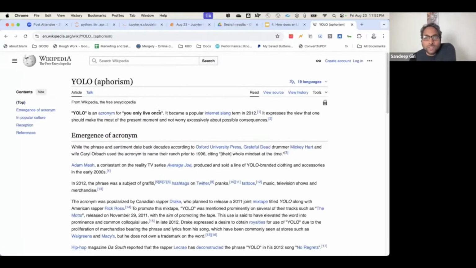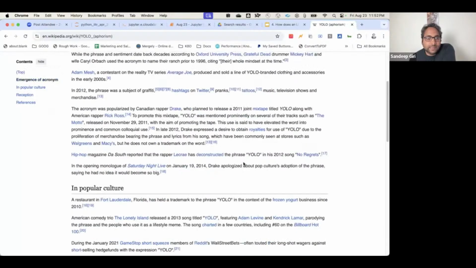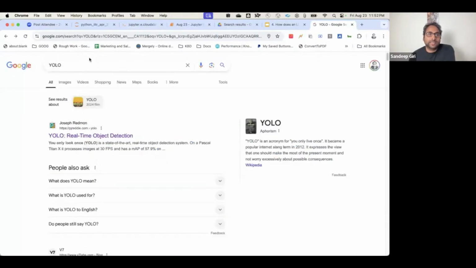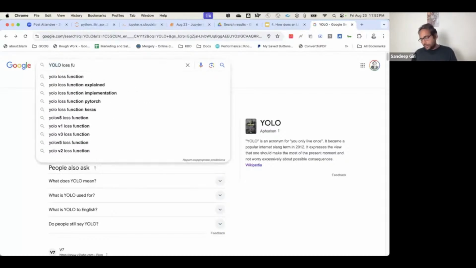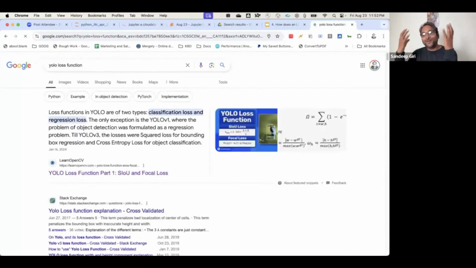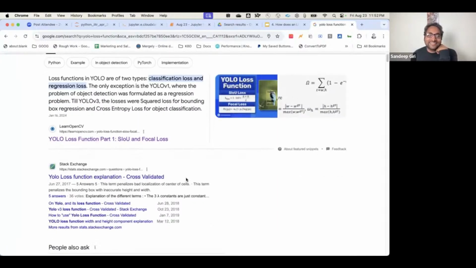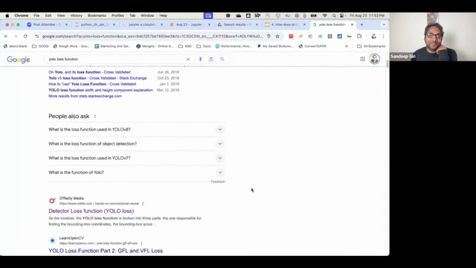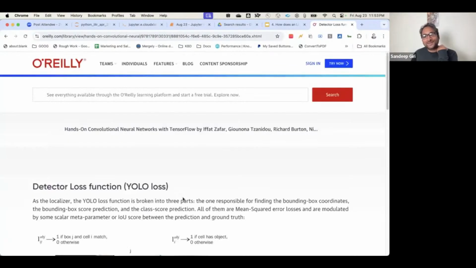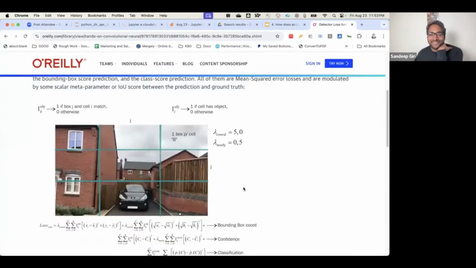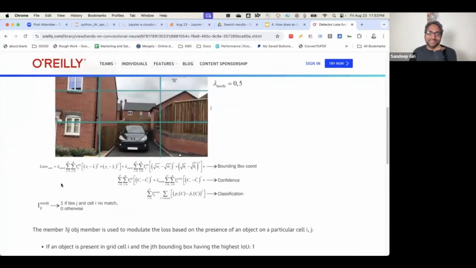You Only Look Once, that was the model's name. How would YOLO's loss function look? This is the largest loss function I ever saw. It's a combination of mean squared error and classification. This is the loss function that you see here.